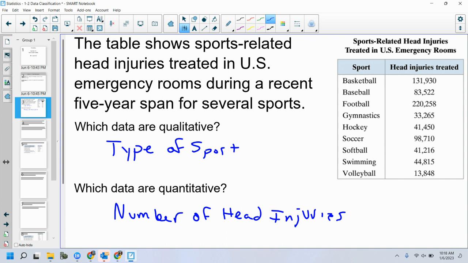Numerical values are represented by quantitative data. Remember, think of the root word quantity. Quality data, qualitative data, that's the naming type of thing.